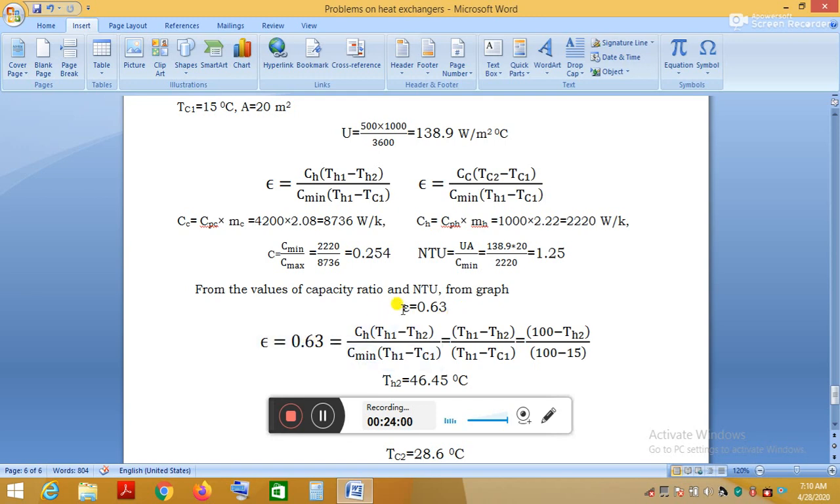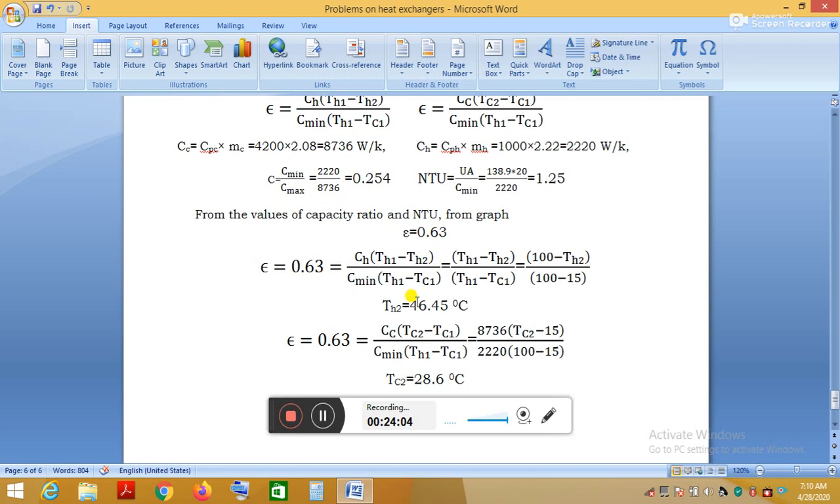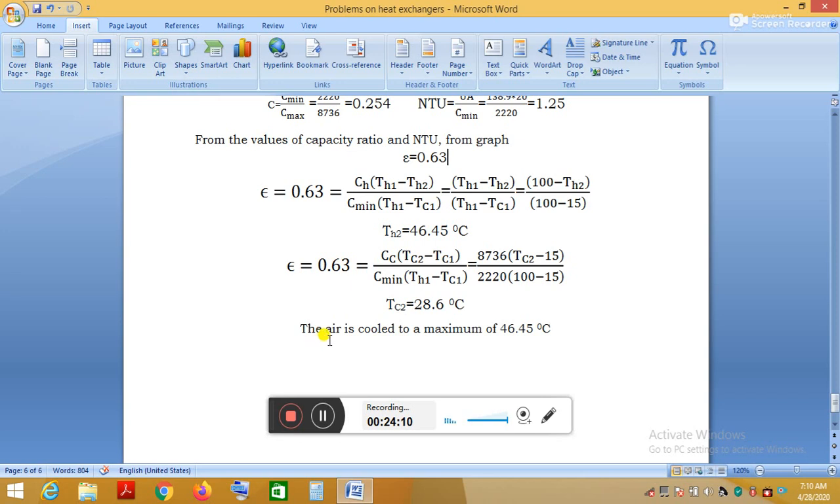Now substitute this 0.63 in the equation of effectiveness. You will get the values of Th2 and Tc2. He asks us to find to what temperature the air can be cooled. By solving these equations, it is found that the air can be cooled to a maximum of 46.45 degrees Celsius. That completes the problem.